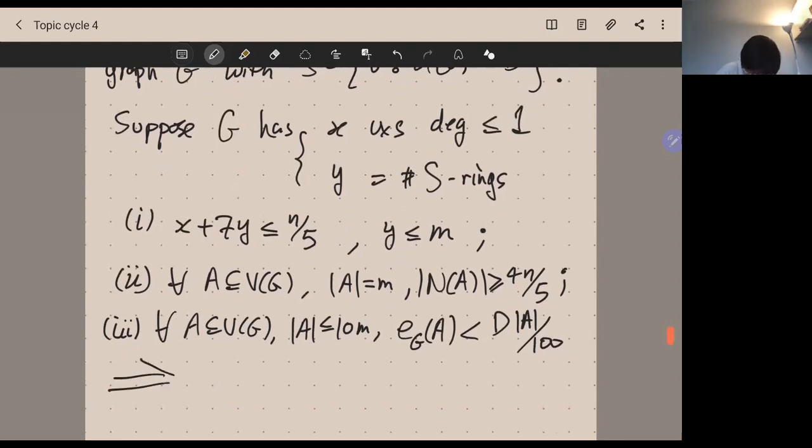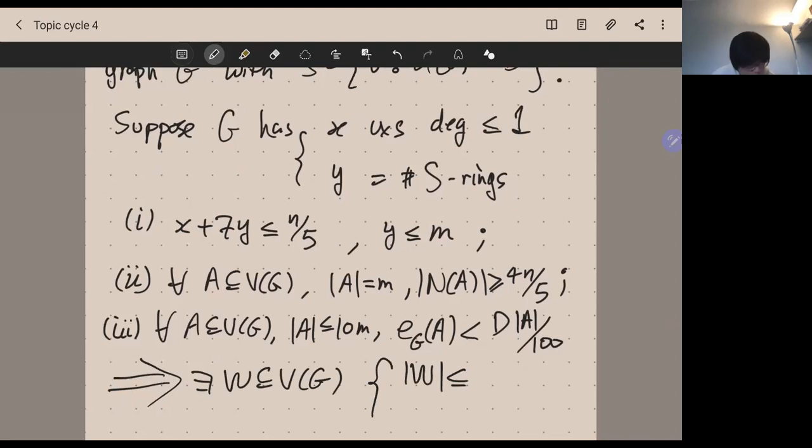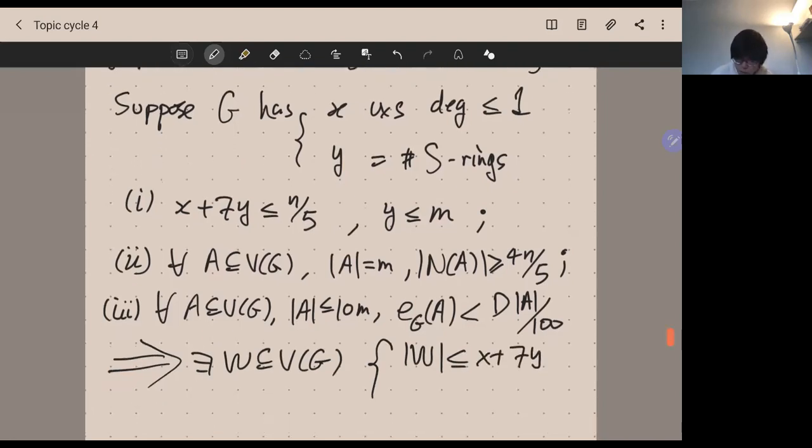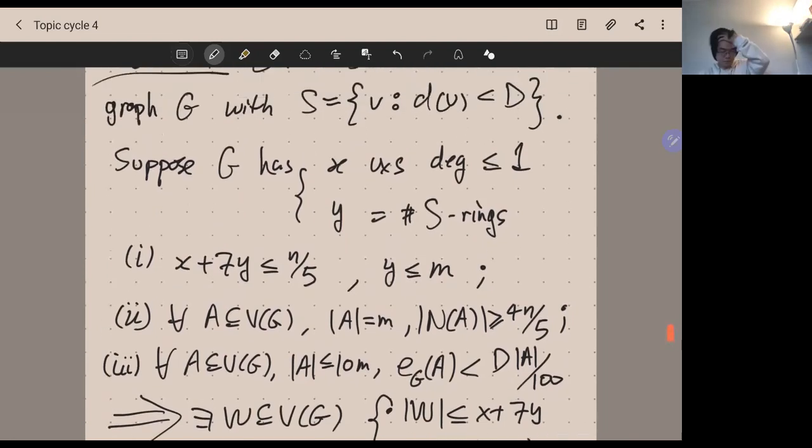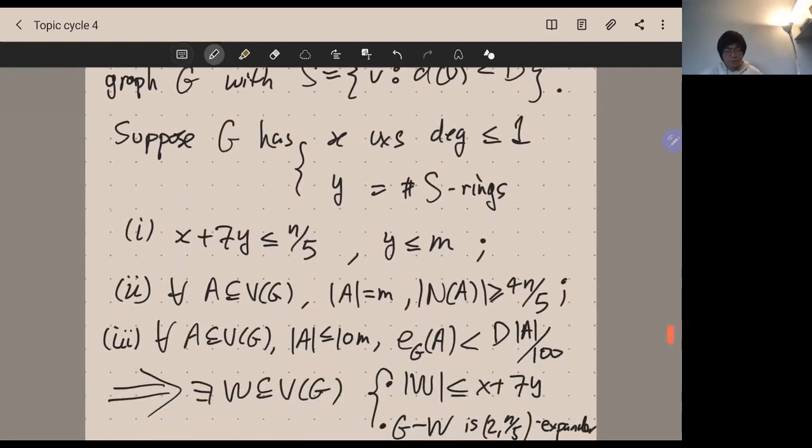This implies that there exists W such that the size of W is at most x plus 7y. So we want to bound x and y basically. And G minus W is a 2n over 5 expander, which is what we want. Okay, this is the whole lemma.